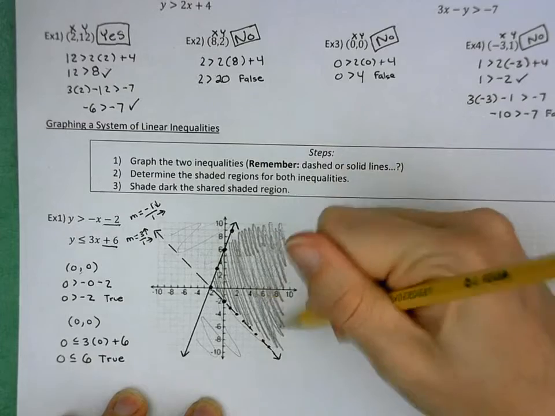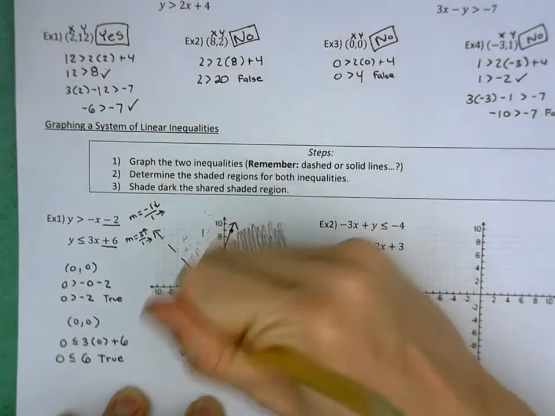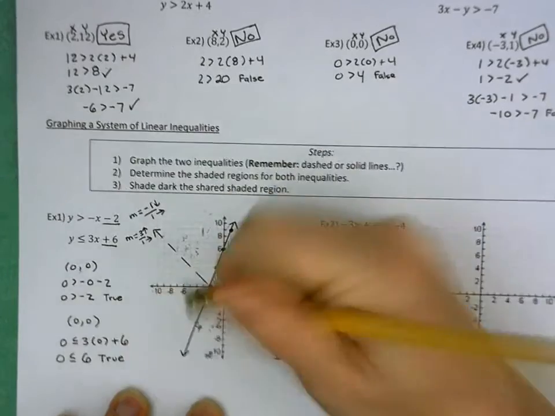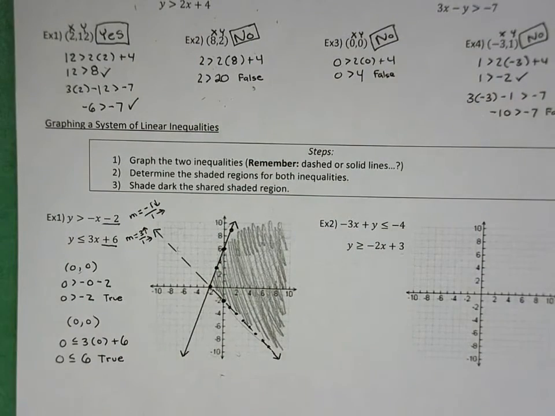Okay, and then we're going to go and erase the other two just to make sure there's no confusion from anyone looking at our work, so that it is clear to them exactly what we want our answer to be. Okay, that's our shared shaded region.